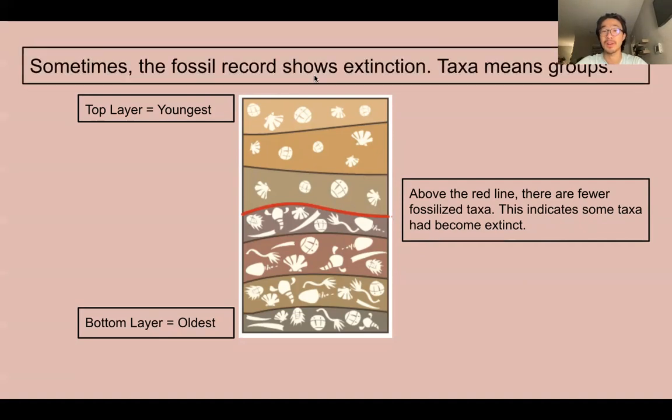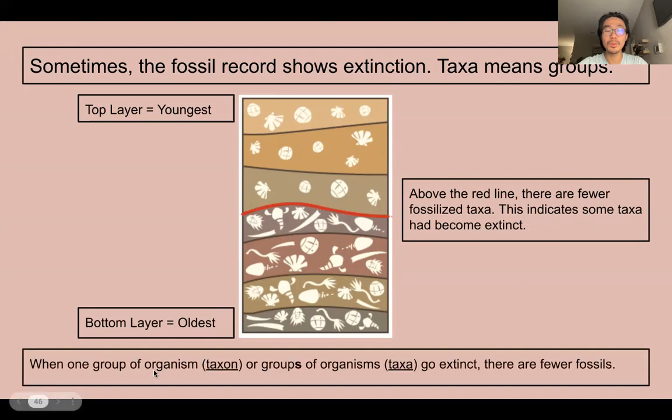So sometimes the fossil record can show extinction. To let you know, taxa is groups. Technically it means level of organization, but it just means many different groups of organisms became extinct here. So when one group of organisms, one taxon, or when you're talking about multiple groups, taxa, when they go extinct, you have fewer fossils, right? Because they went extinct, they're not making bones anymore, they're dead. So they wouldn't be making more fossils.